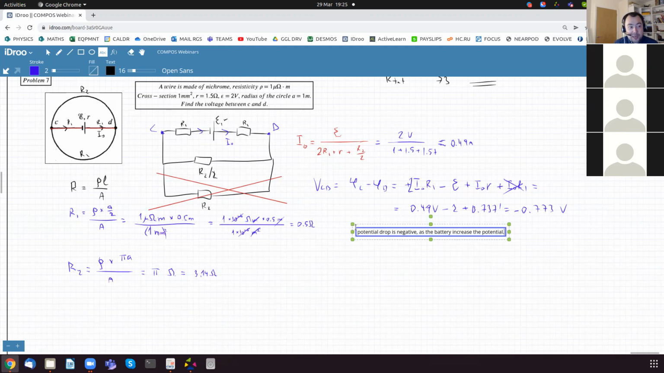Current naturally goes from high potential to low potential, and it does go. It goes from D to C, because current naturally goes from high potential to low potential. So it is flowing from D to C. There's nothing wrong with it. This does not apply to batteries. Batteries change the way current flows. The batteries are allowed to push the current. The battery pushes the current from low potential to high potential. And that's what it does.